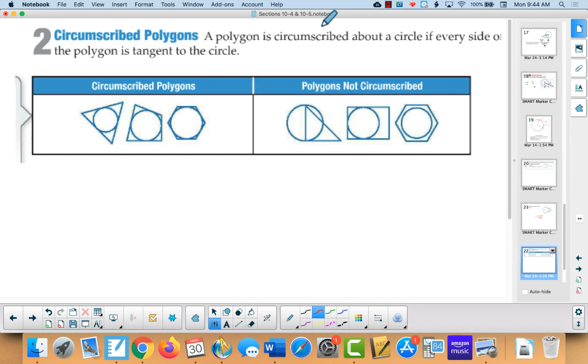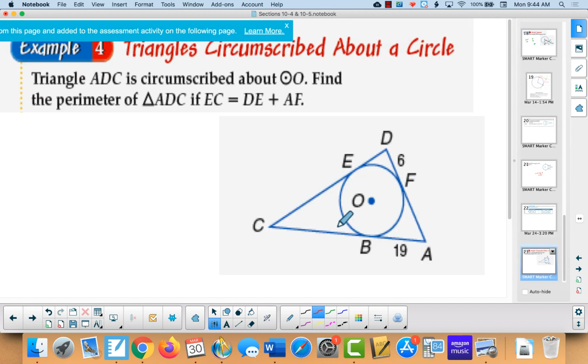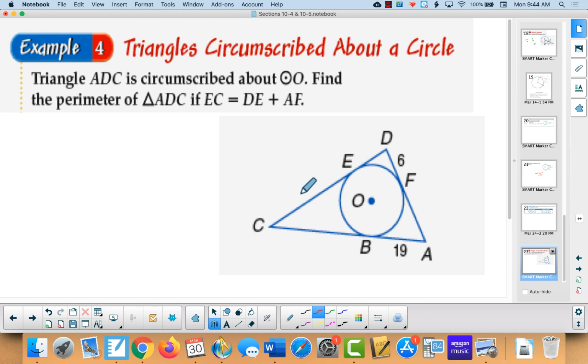A polygon is circumscribed about a circle if every side is tangent. So in that original investigation that I had you do for this, anytime you have polygons circumscribed around a circle, the sides of that polygon are tangent. So they don't have to tell you that they're tangent. They just have to tell you that the polygon is circumscribed around the circle. So here, this triangle is circumscribed around the circle. So I know that every side of the triangle is tangent to the circle.